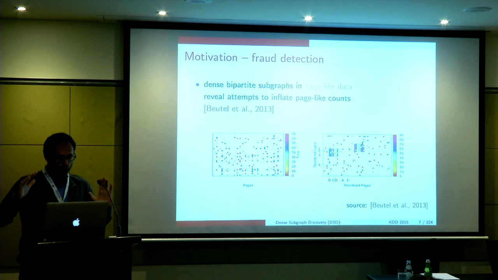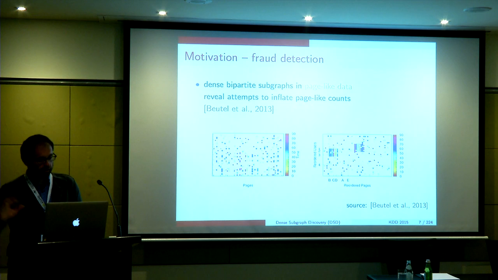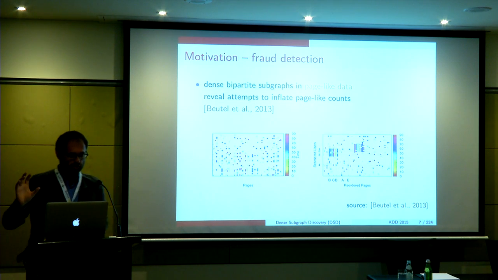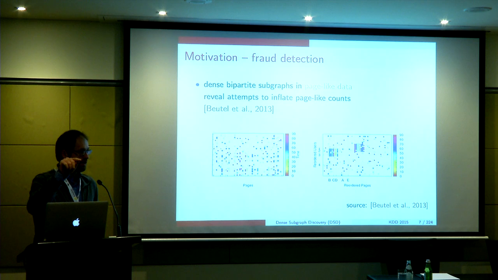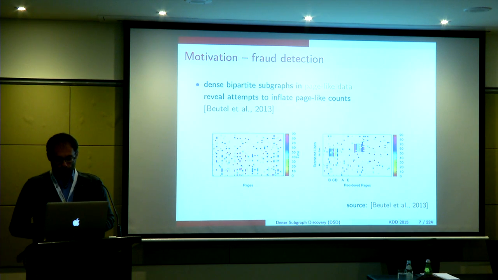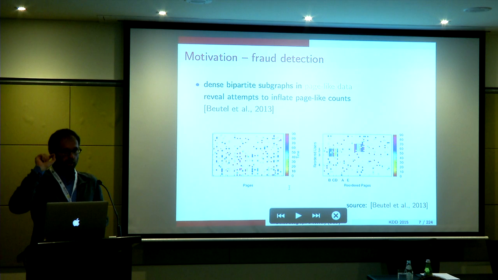Okay, a little bit more concrete. This is not a framework, but a concrete application where dense subgraph has been used: fraud detection. A nice example is a recent paper by Beutel et al. They analyzed page-like data. So think of your favorite social network like Facebook. People like some pages, so I can have a matrix here where the rows are the users and the columns are the pages, and I have a value if a user likes a page.